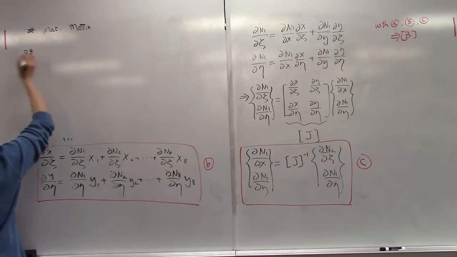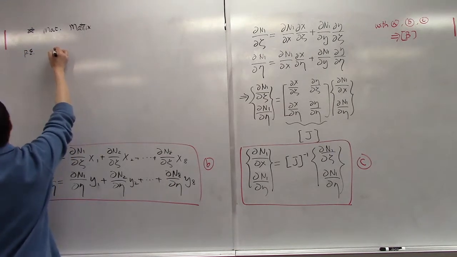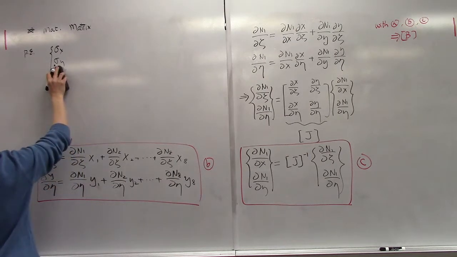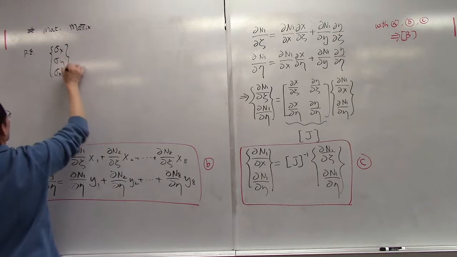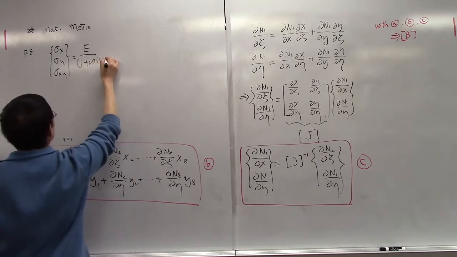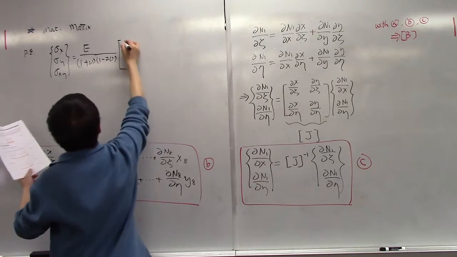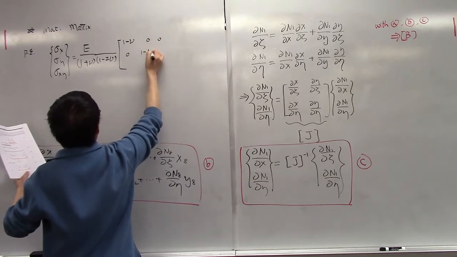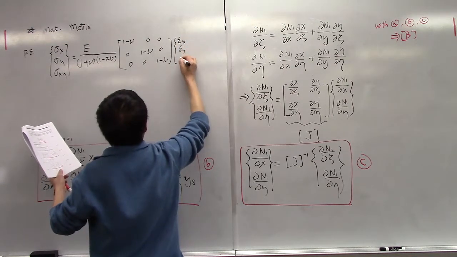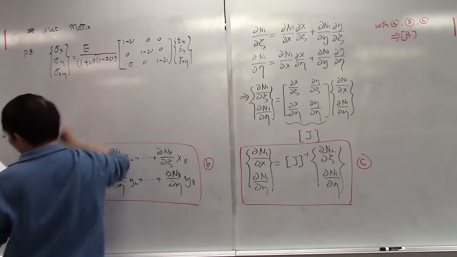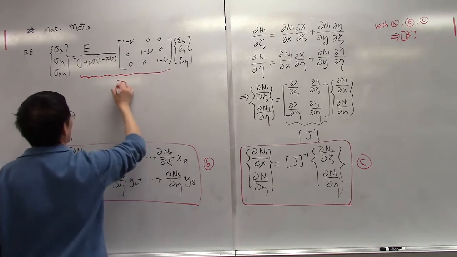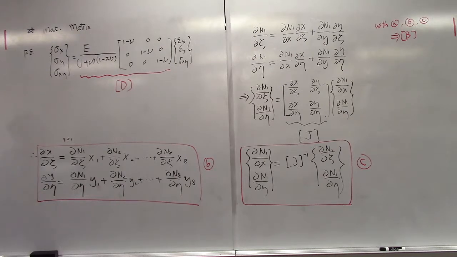So, plane strain, the D matrix is this. We link sigma x, sigma y, and tau xy is equal to E over 1 plus nu, 1 minus 2 nu, then 1 minus nu, 0, 0, 0, 1 minus nu, 0, 0, 0, 1 minus nu, times epsilon x, epsilon y, gamma xy. Okay, this is the D matrix for plane strain.